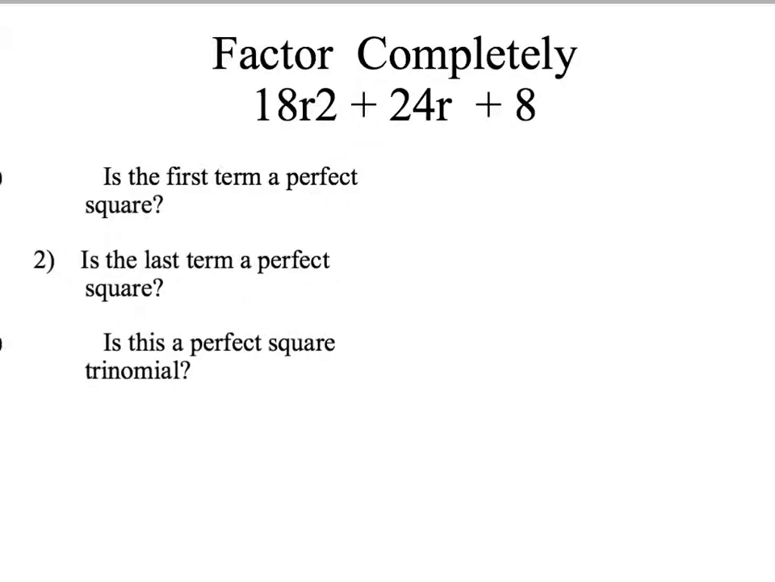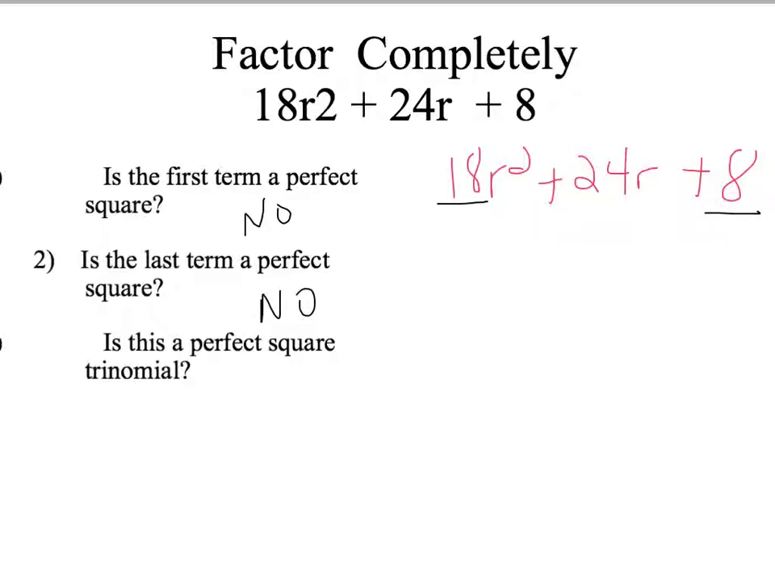Okay, so just to show you another example here, this is 18r squared plus 24r plus 8. Okay, so let's check the first term. 18. No, this is not a perfect square. 8. Nope, this is not a perfect square. So the whole entire thing is not a perfect square trinomial. Okay, so we're not able to factor this the way that we previously did.